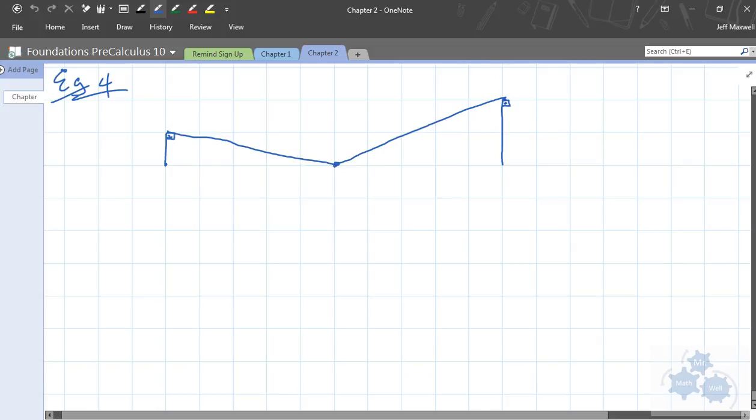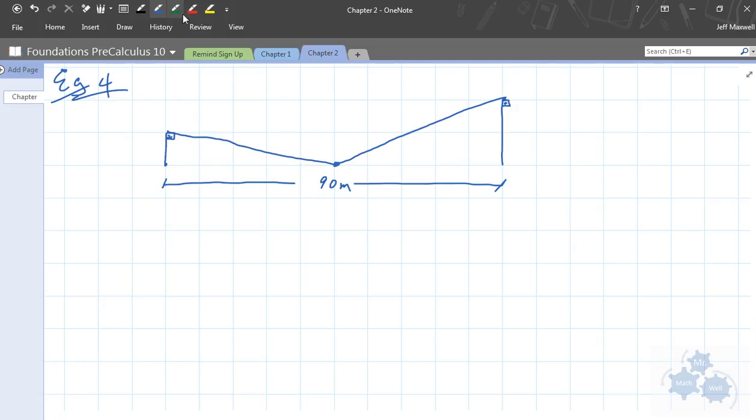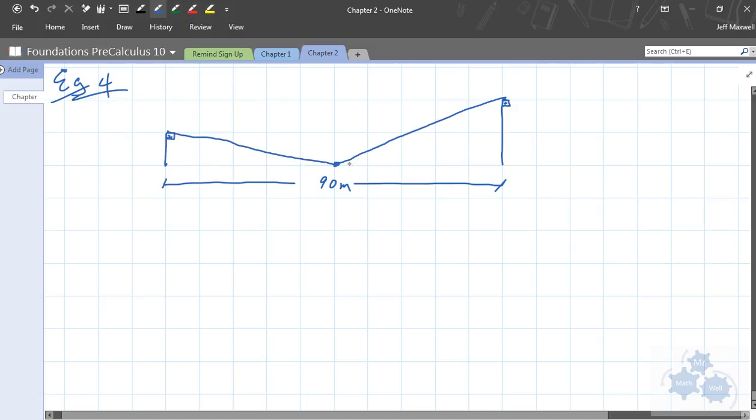Let's say a person can view this from the ground. They're laying on the ground. Their head's right here, right in between the two trees. The two trees are, let's say, 90 meters apart in total. And this person is exactly at the halfway point, so those two sides are equal. Remember, if you see one slash on two different line segments, that means they're equal.